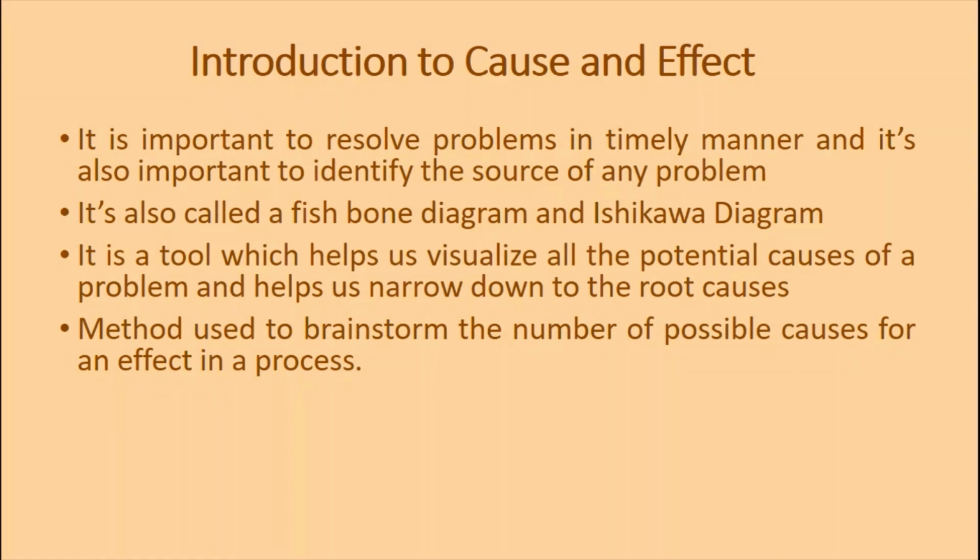Cause and effect diagram is also known as fishbone diagram and Ishikawa diagram. It is a tool which helps us visualize all the potential causes of a problem and helps us narrow down to the root causes. To identify the root cause of a problem with the help of cause and effect analysis, we have to conduct a brainstorming session with a group of people from the same department or the same trade so that you can gather the number of possible causes for your problem.